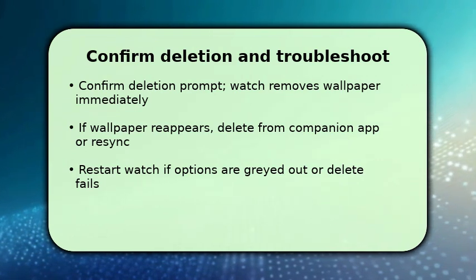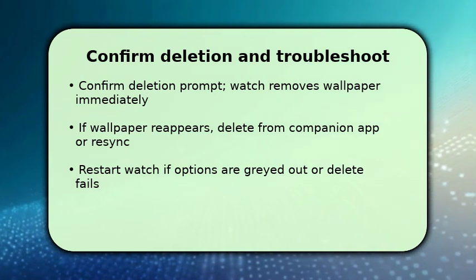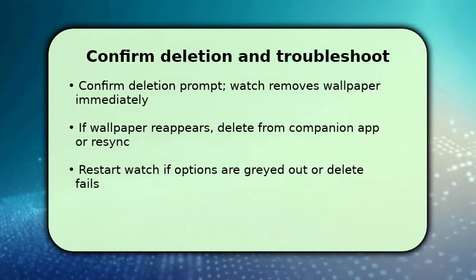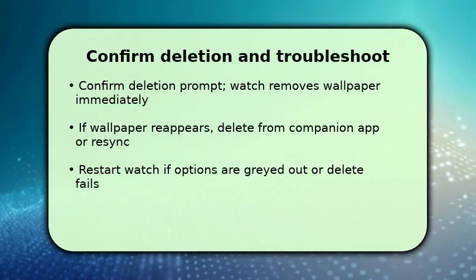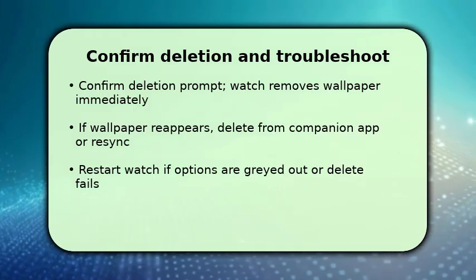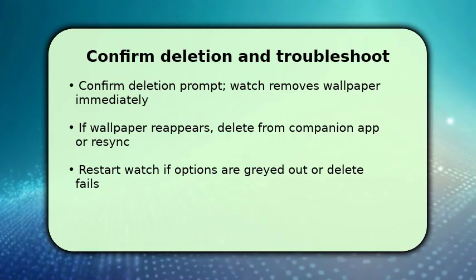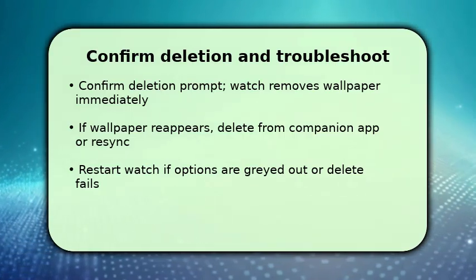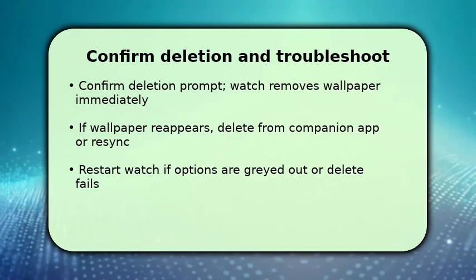If the image returns, open the companion phone app and remove it there, then resync to force the change. If delete options are grayed out or the watch won't remove the file, restart the device and try again. Reboot clears temporary locks. If problems persist, unpair and repair as a last resort to reset synced wallpaper data.